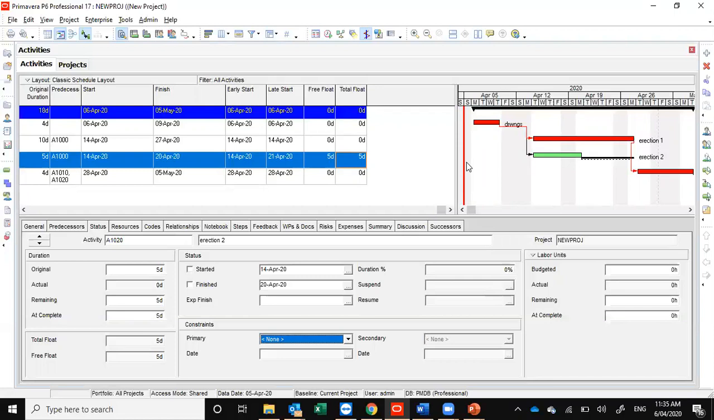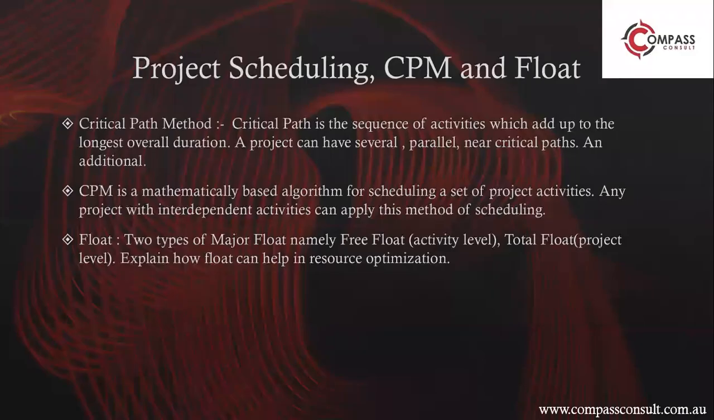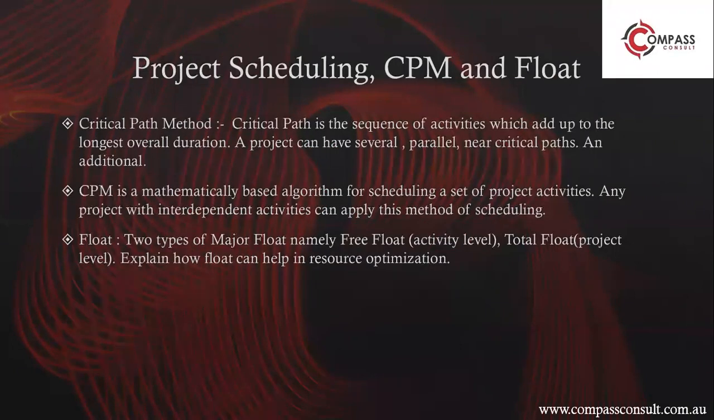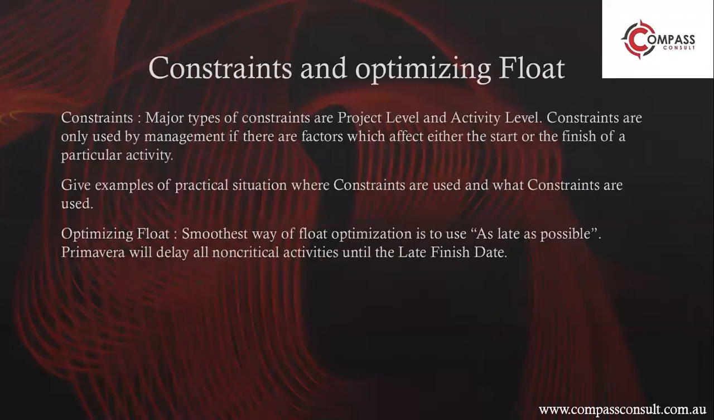Okay, Girish, please continue. All right. Thank you, Jala. So I think we have finished the constraints. We have finished relationships. We finished logic, lead, lag, CPM, and float. Basically, we'll discuss all the constraints in depth, and how float can be optimized.